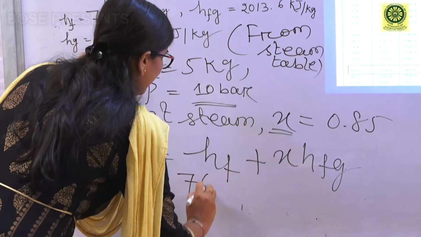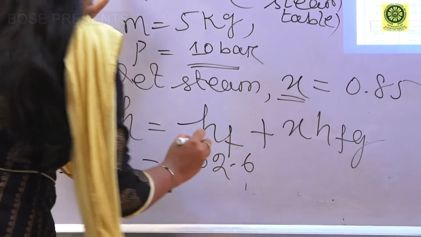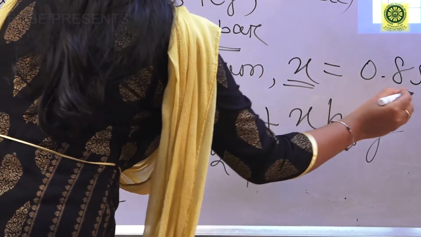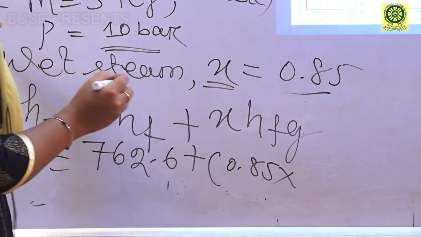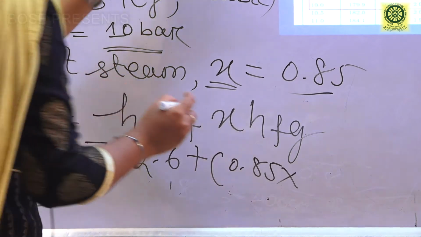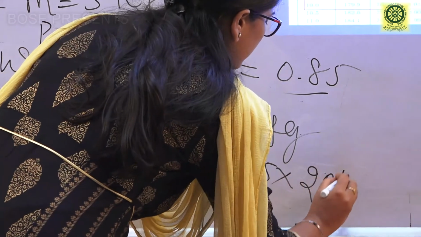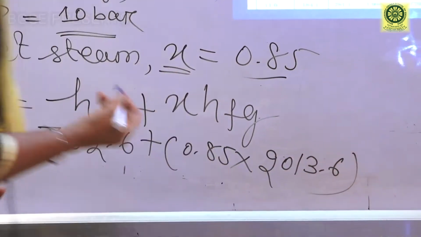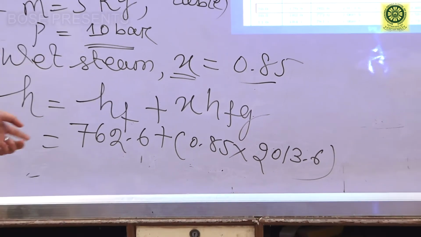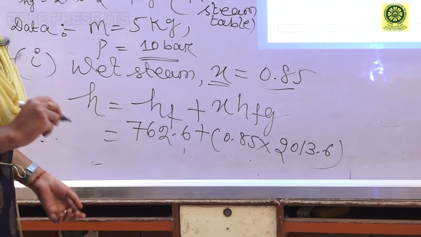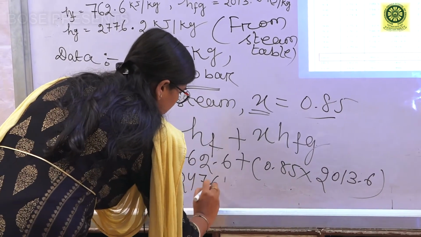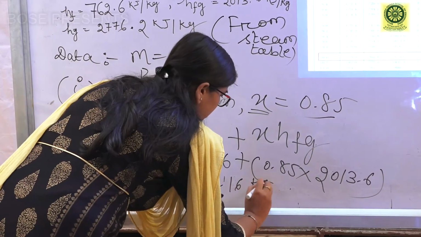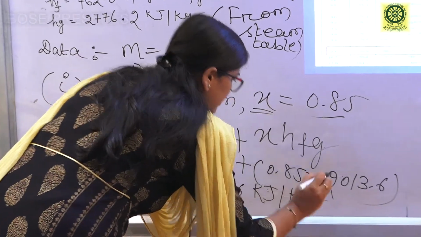hf is 762.6 plus x, which is 0.85, into hfg, which is 2013.6. So calculate this and you are going to get 2474.16 kilojoule per kg.